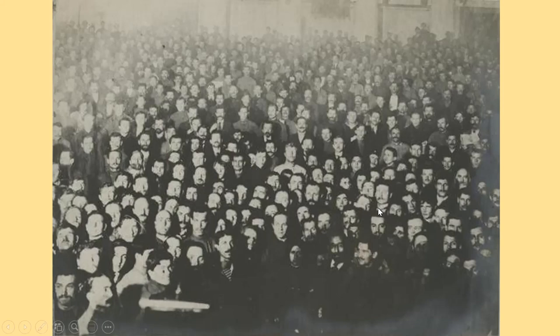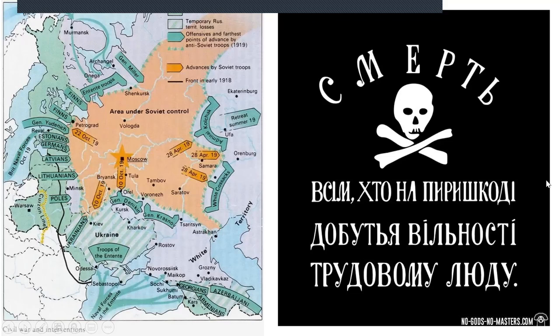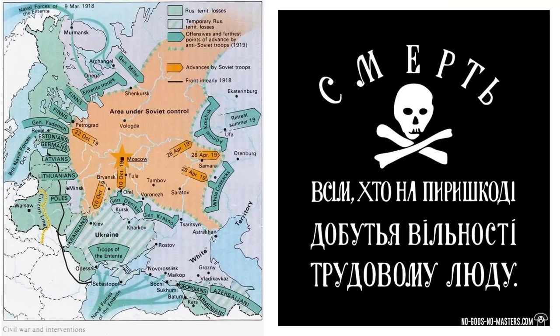Right, next picture. So this is a very rough map here on the left. The map shows the developments in the Civil War. So you have white generals. You can see their various names. They're Krasnov and Denikin and Wrangel and Miller and so on and so forth, and Kolchak.